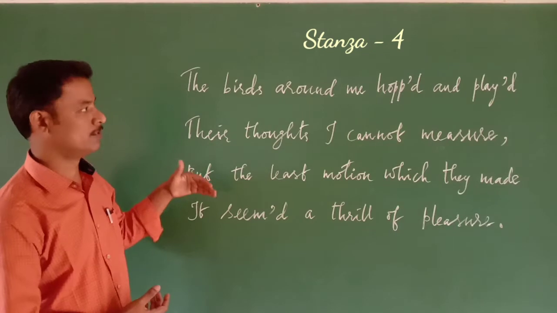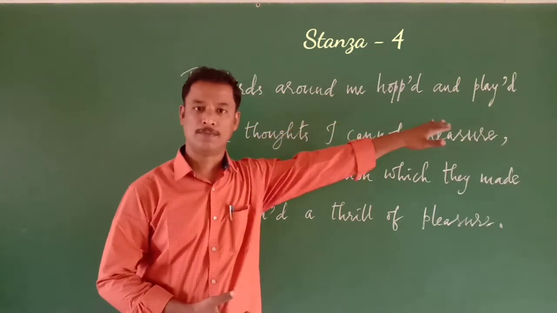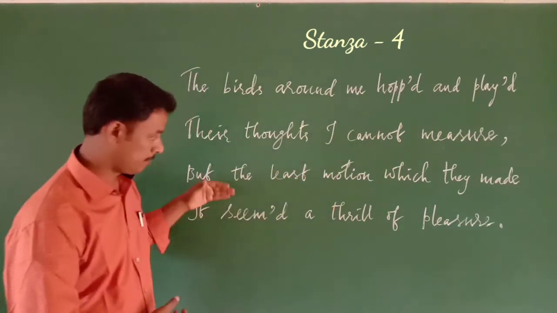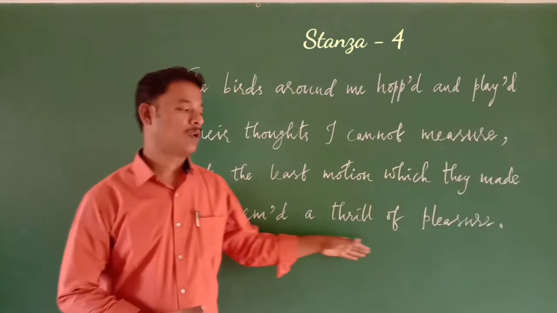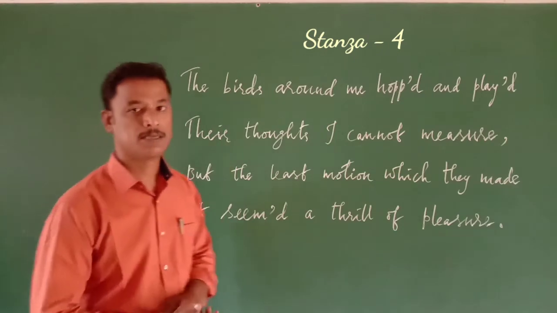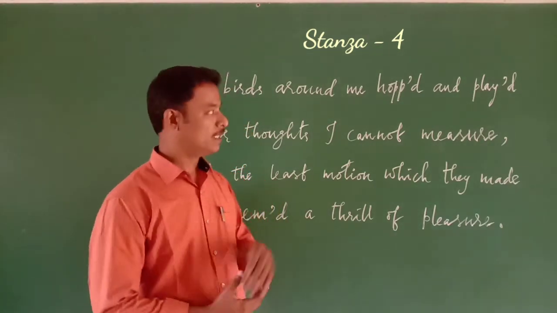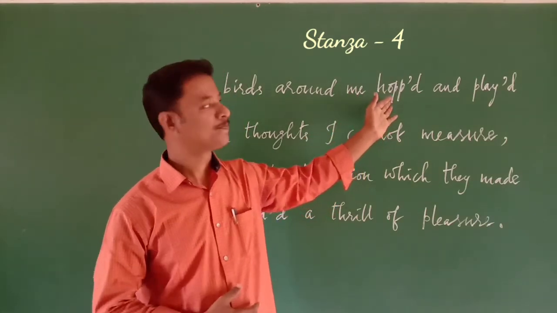It starts like this. The birds around me hopped and played. Their thoughts I cannot measure, but the least motion which they made, it seemed a thrill of pleasure. Hopped is the simple past tense of the verb hop. It means to move by jumping on one foot.